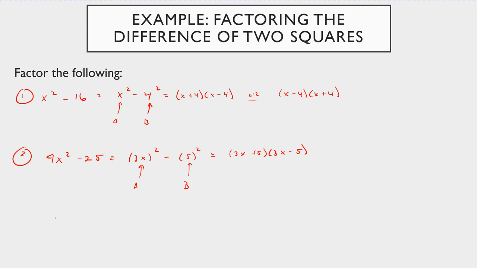And the more problems you do, the easier it gets. Let me show you this one: 100x squared minus 1. It might not look like it, but this is also the difference of two squares. So 100x squared you can write as 10x squared, and 1 is the same thing as 1 squared. So this is my a, and this is my b. So this is literally going to factor as 10x plus 1 times 10x minus 1.